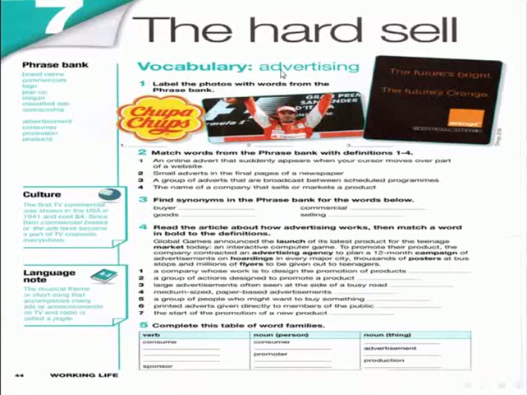Vocabulary. We start with one of the techniques when we want to sell: advertising. Number 1, label the photos here with words from the phrase bank. Phrase bank here. We use these words and expressions to complete exercises on this page. So we look at these photos. They are what we call techniques for selling that we may follow before we sell, and what we call these techniques in these photos.